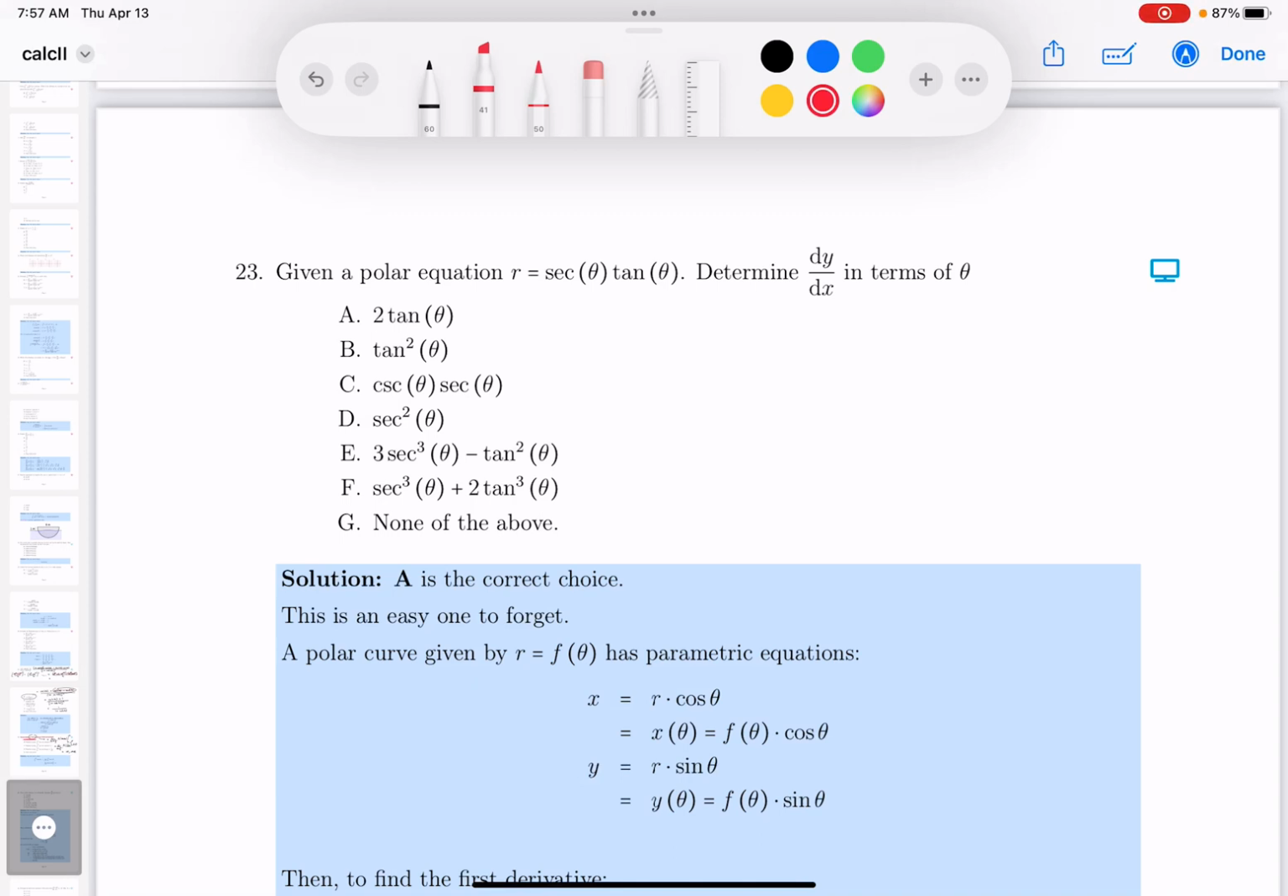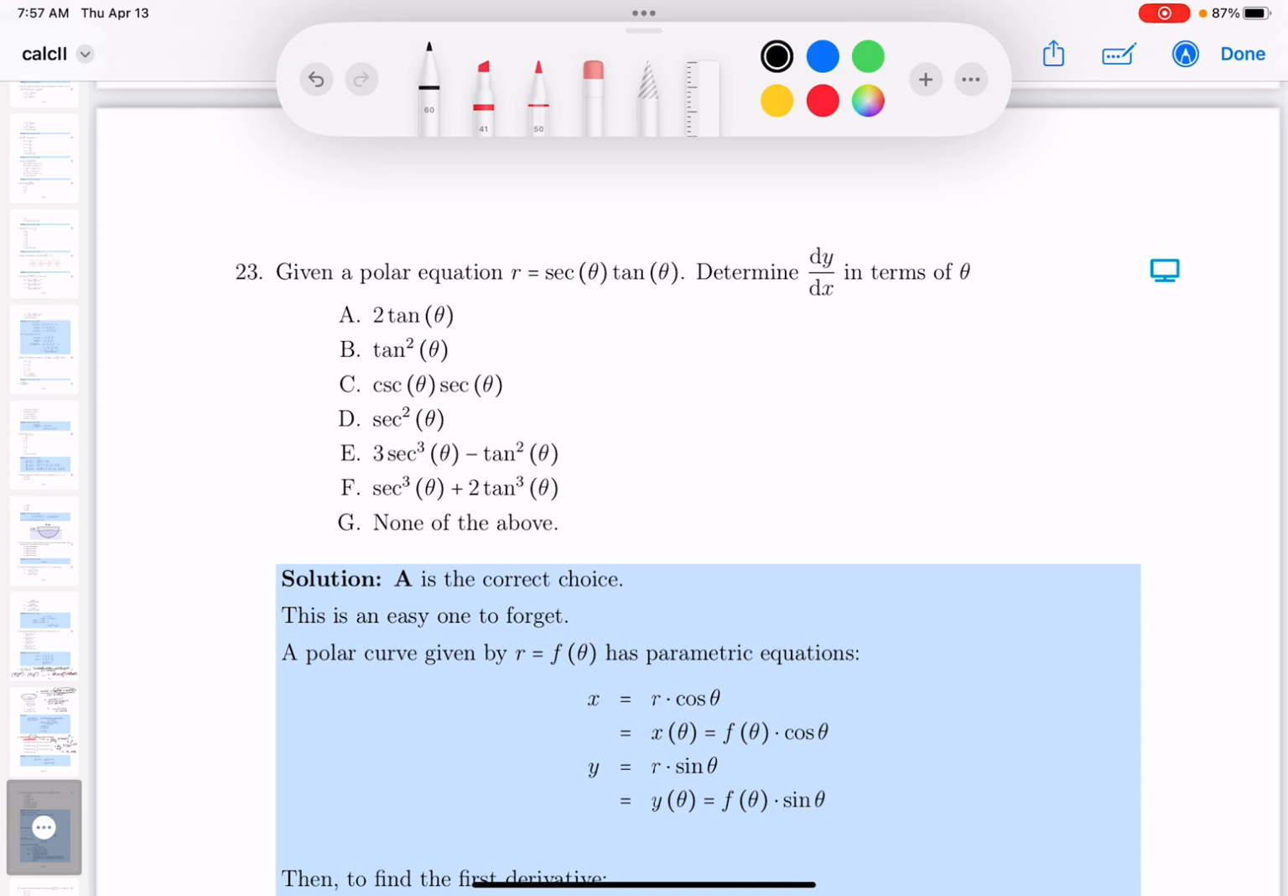Okay, so for 23, again, I want to point out that they give you a polar equation, r equals secant theta tan theta, and then they say, oh, look at that, dy/dx in terms of theta. And I'm confused by that. But really what they're asking for is what's dy/dx in terms of theta. That's all they're asking for.